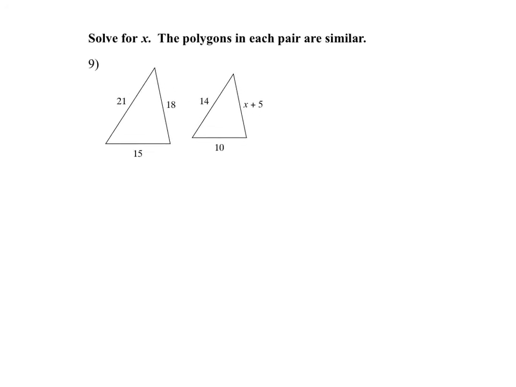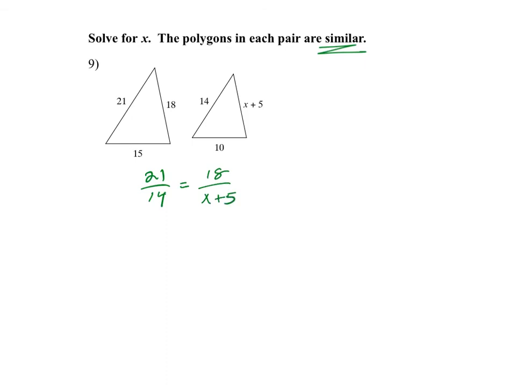So solve for X, the polygons in each pair are similar, so that's part that they are telling you that they're similar. So let's start by dividing. So I'm going to go 21 divided by 14. So I'm using this one, 21 divided by 14. I can also use 15 divided by 10 because they are similar. That fraction should be the same because the scale factor is the same. Equals 18 over x plus 5.